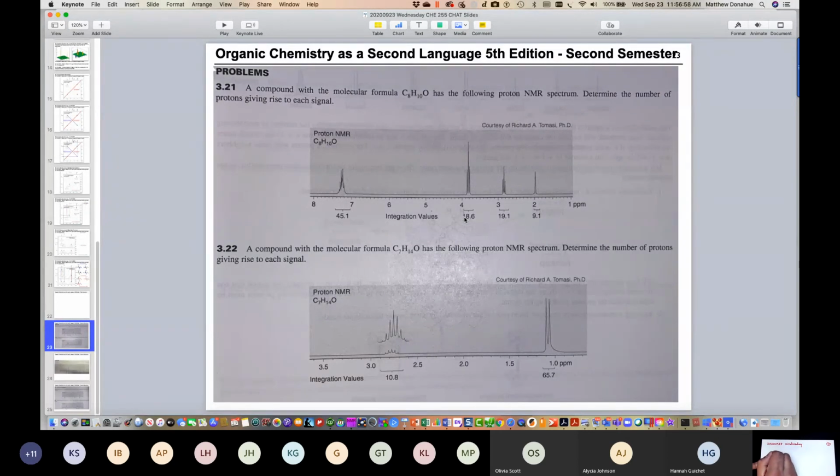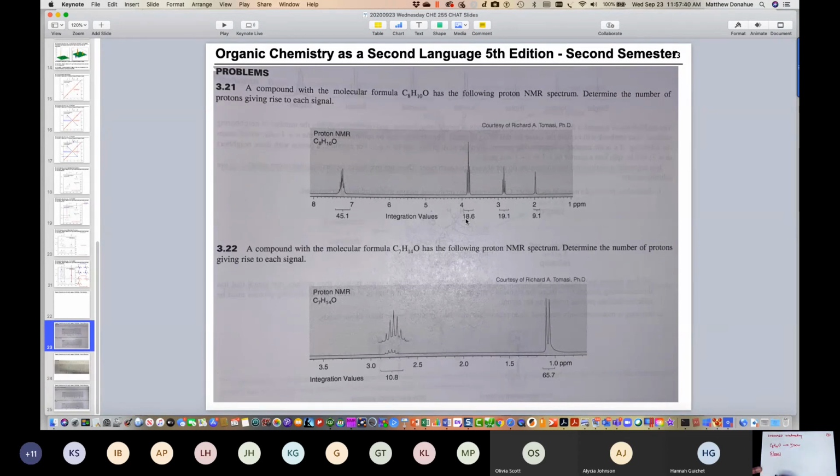We have C8H10O. How many degrees of unsaturation? So we're getting 4, and remember what we said, a good indication there's probably a benzene ring. So now that we've done that, let's go ahead and do the following.